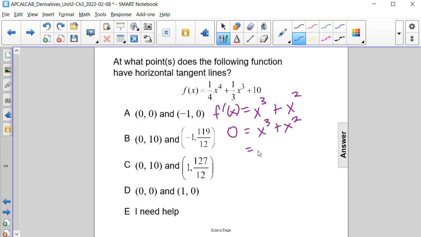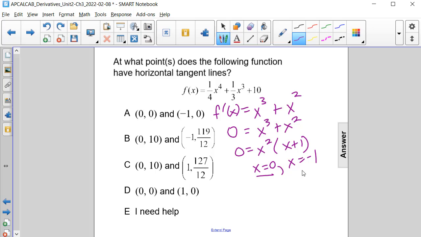and we can factor out an x squared from both of our terms here, and we'll be left with x plus 1. So that means x is equal to 0, and x is equal to -1. That will produce horizontal tangent lines. That's not the full question. It says at what points.